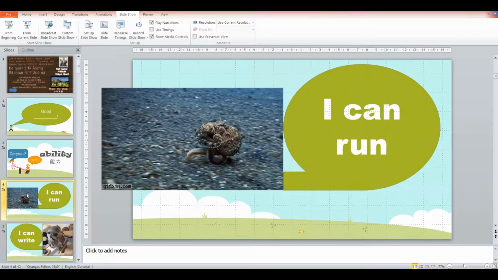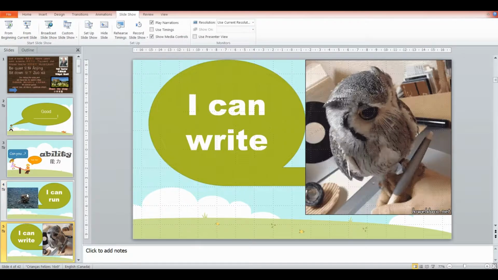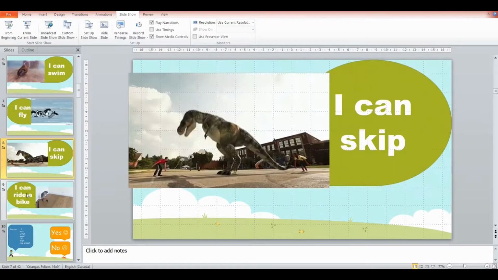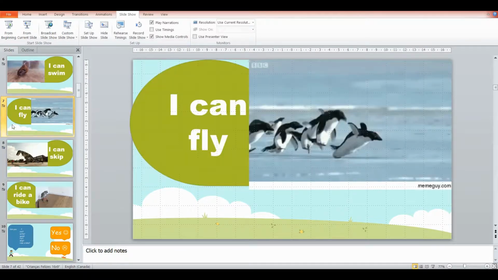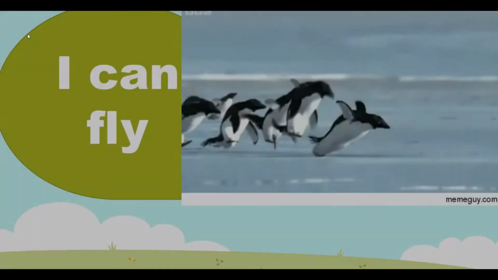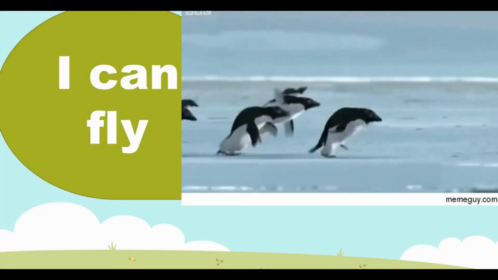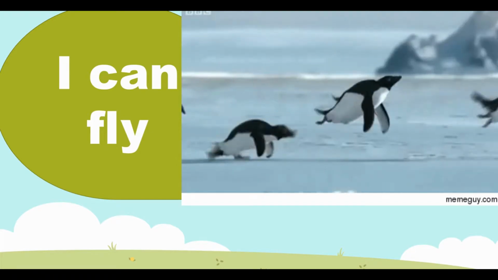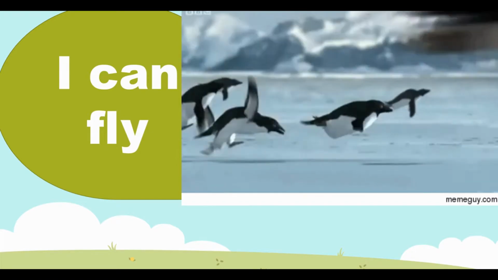The first part of the class is presentation, and basically I have a whole bunch of animated flashcards with the structure I can plus an action verb. These actual flashcards slides are animated, they're GIFs, and they really draw students' attention, and I feel that really helps as we drill the vocabulary.